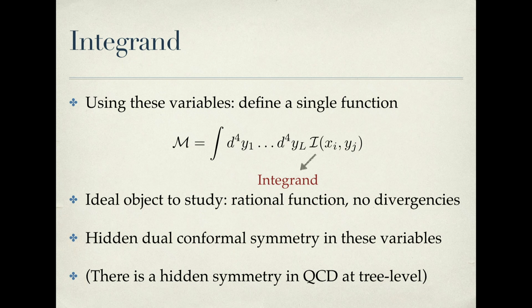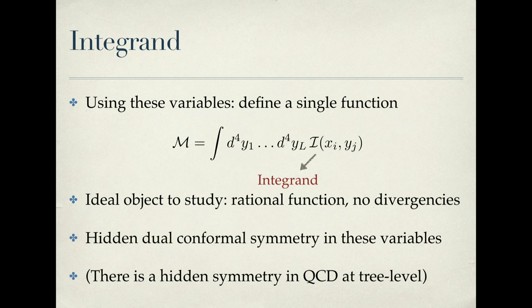But at loop level, there is this problem that we normally only talk about the amplitude, because there is no well-defined integrand. Each Feynman diagram has a different integrand, and we cannot really reasonably sum them. But in the planar limit, we can. Using these variables, we can factor all the integrations out, and we are left only with a single rational function, which is called the integrand, and that's the object to study.